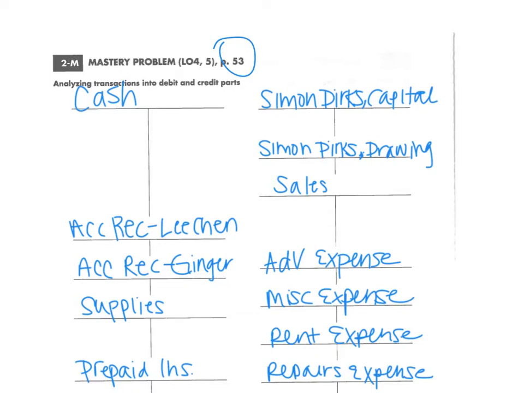So down at the very bottom of page 53, it says Gardens Plus uses the following accounts. So what you need to do is, just like what I've done, fill in these T accounts. Cash is at the very top, and they gave you more room because more of the transactions involve cash. So you're just going to start at cash and then work your way down. Then the next one would be accounts receivable, Lee Chin, accounts receivable, Ginger.